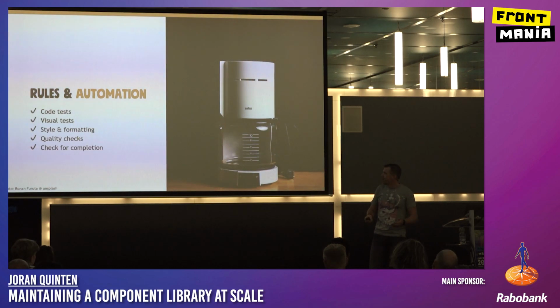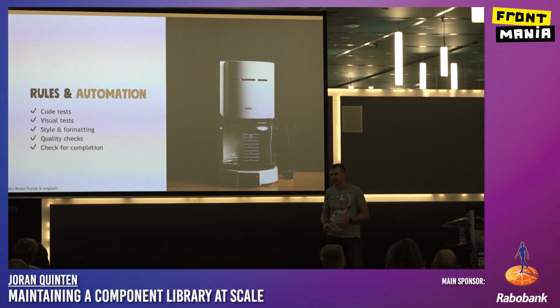Now, in order to facilitate all of this and to help us with this, of course, we have a lot of rules and automation in place to make sure that the quality that we want to have stays in place and stays at the same level. So we have all of these code tests, and they help us out. And they serve 2 purposes, well, more, but I think 2 are important.